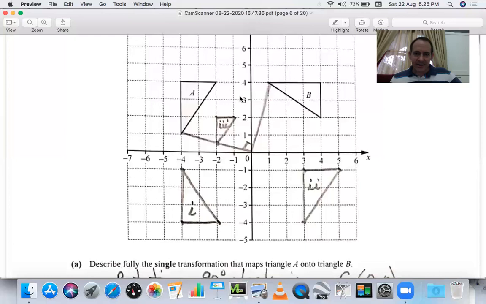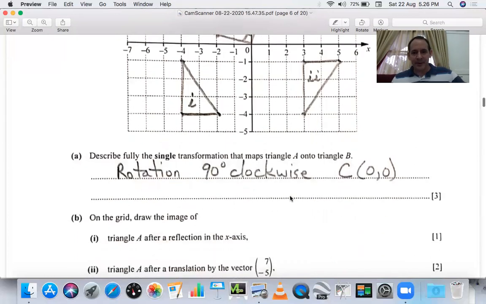If you want to find it, you can also use lines. Draw lines between your points and find the perpendicular bisector. So if you draw lines between each of your corresponding points, and then find the perpendicular bisector of all of those, they will intersect at the center, which is 0, 0.